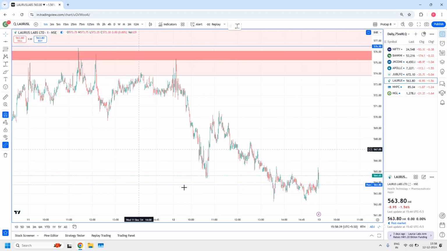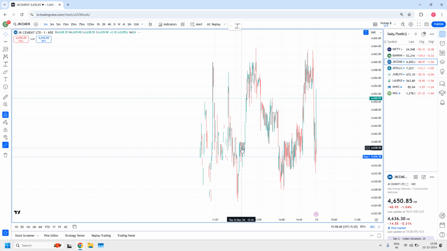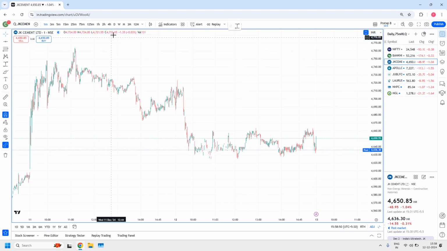Okay, this is about Laurus Labs. Except these two remaining zones, prices did not enter. But JK Cement, somewhat close to the zone it came. But JK Cement is also an aggressive trade setup. Why it is an aggressive trade setup, I will explain.